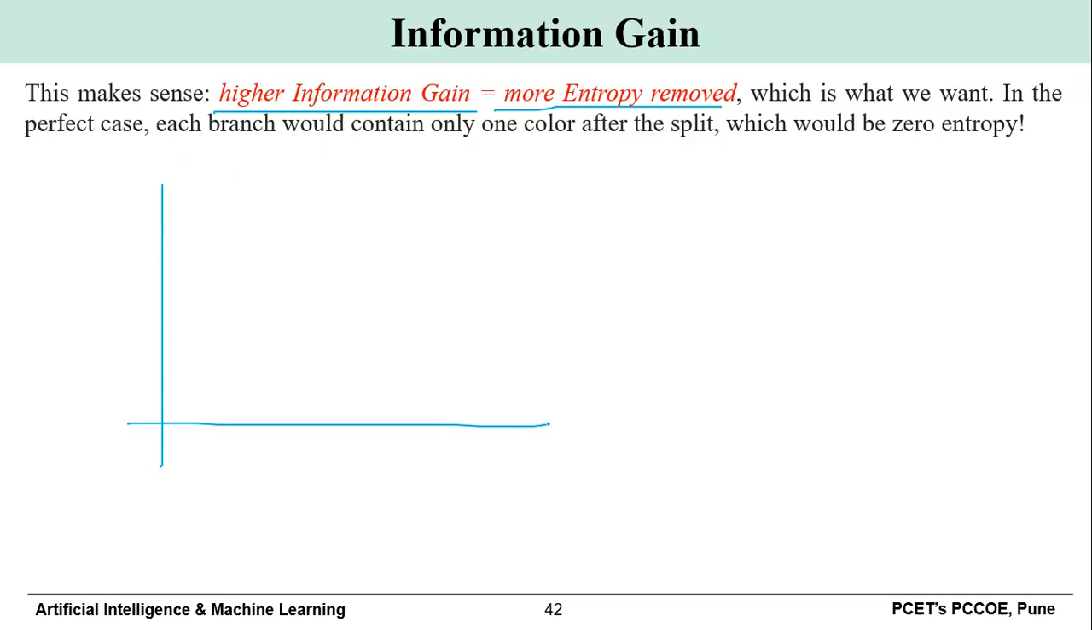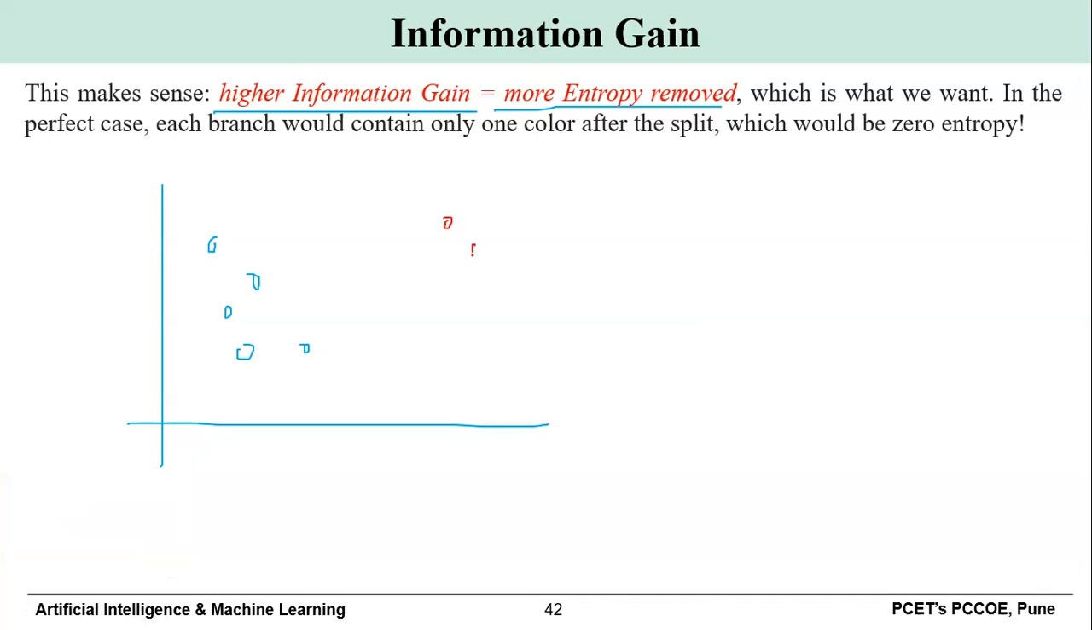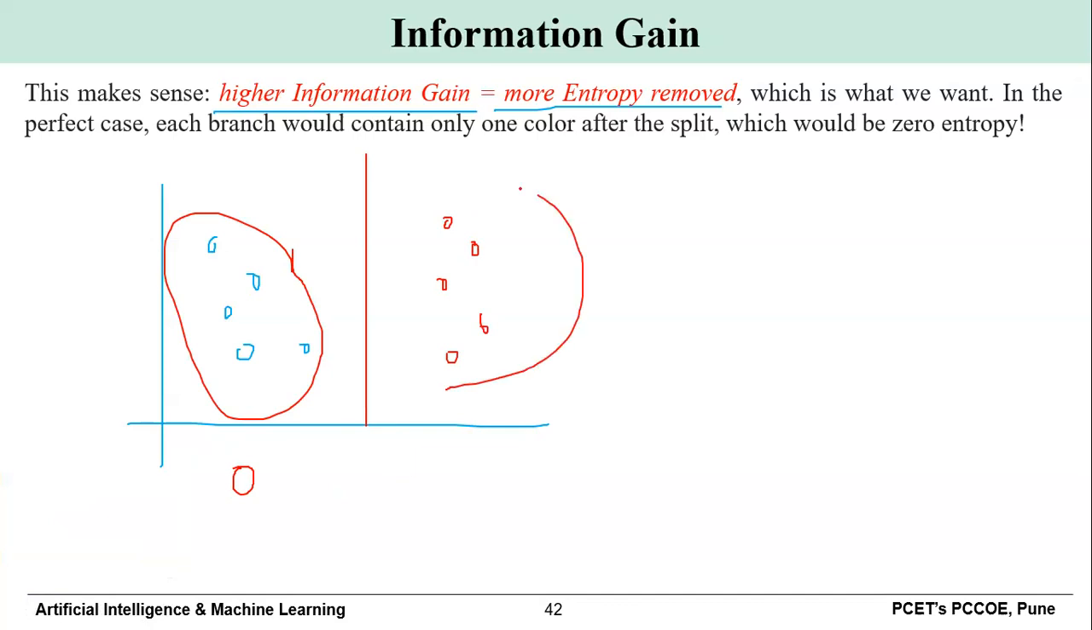Again we will go to the same example: 5 data points on the left side, 1, 2, 3, 4, 5, and let's say 5 data points on the right side, 1, 2, 3, 4, 5. Suppose we draw a vertical line here. Then for the left branch, as all dots have the same color, entropy would be 0. Similarly for the right branch, as all the dots have the same color, entropy is 0.